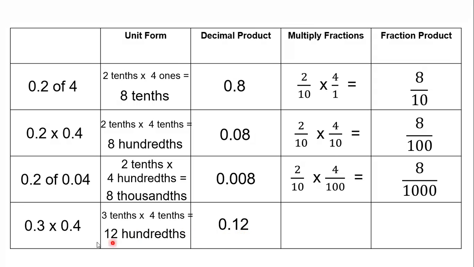Finally, we can rewrite both of these factors as fractions. 3 tenths can be rewritten as 3 over 10, and 4 tenths can be rewritten as 4 over 10. So 3 times 4 is 12, and 10 times 10 is 100. So our answer is 12 hundredths, which is the same as 0 and 12 hundredths.